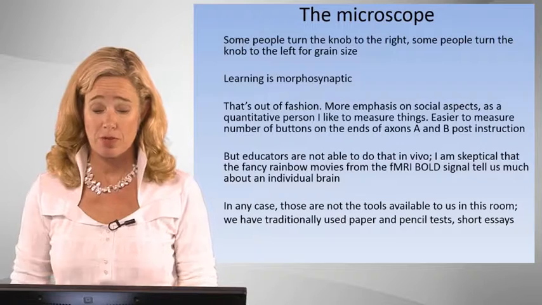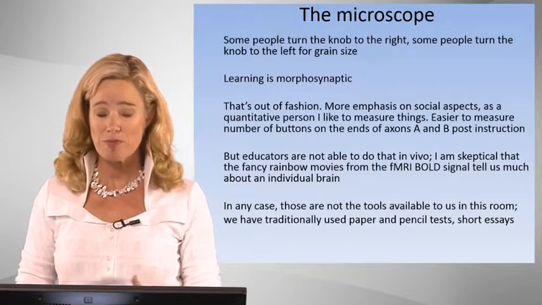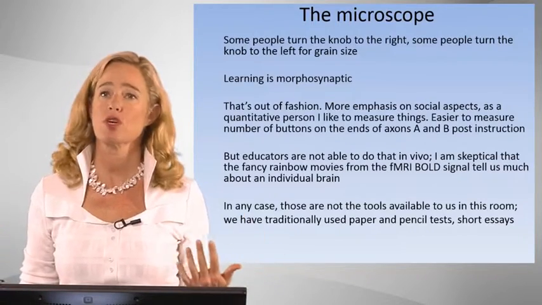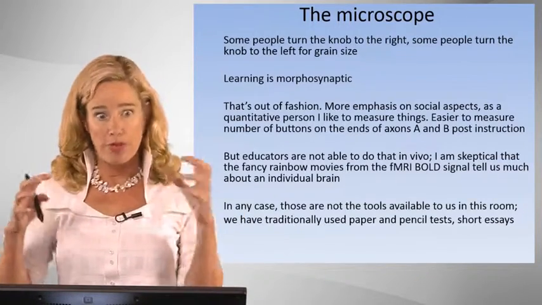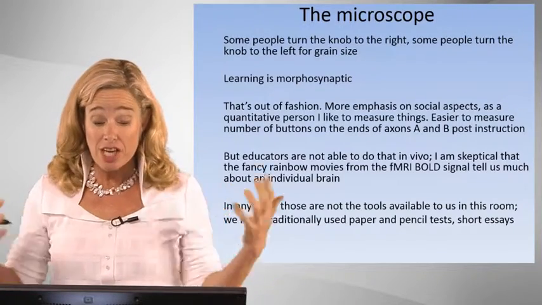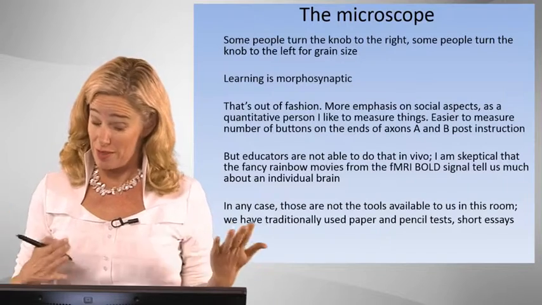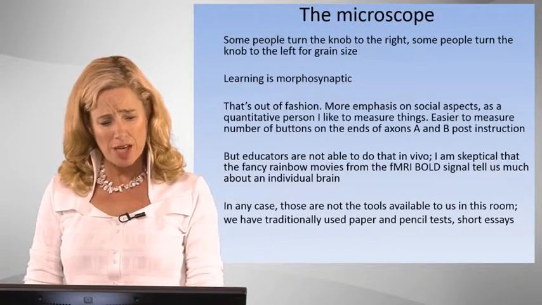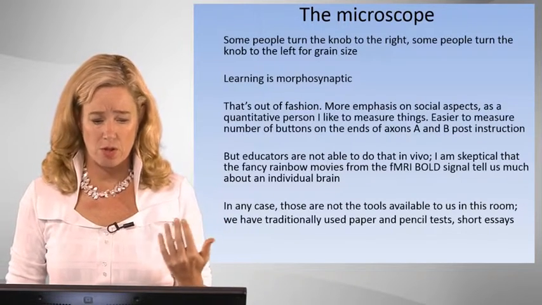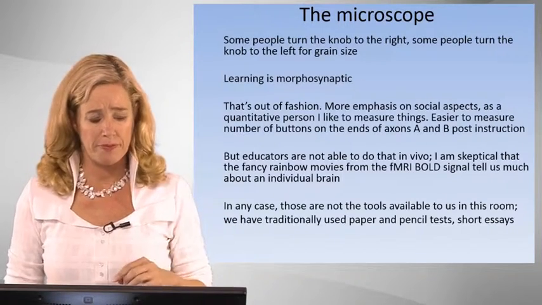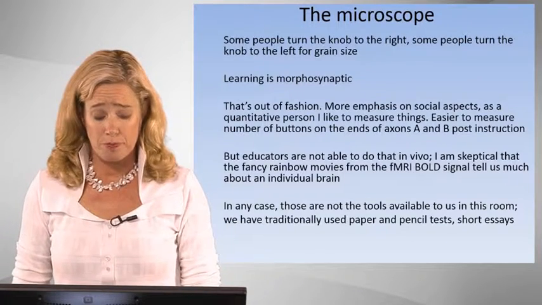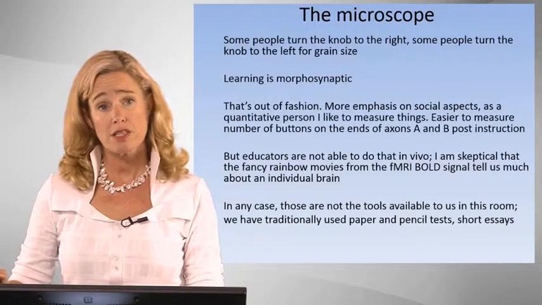But as a quantitative person, I really like to measure things. It's easier to measure the number of buttons on the ends of axon A and B post-instruction than it is to measure what's going on in an individual brain with 30 kids around after several hours of instruction. We as educators, though, are not actually able to do this sort of thing in vivo. And I'm also skeptical about some of the fancy rainbow movies that we get from the fMRI BOLD signal. So what is that telling me about an individual brain? In any case, those are not the tools that are available to us in this room. We have traditionally used paper and pencil tests and short essays.